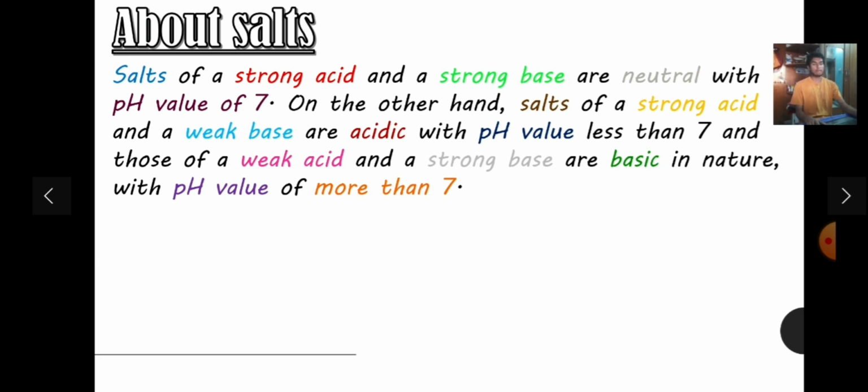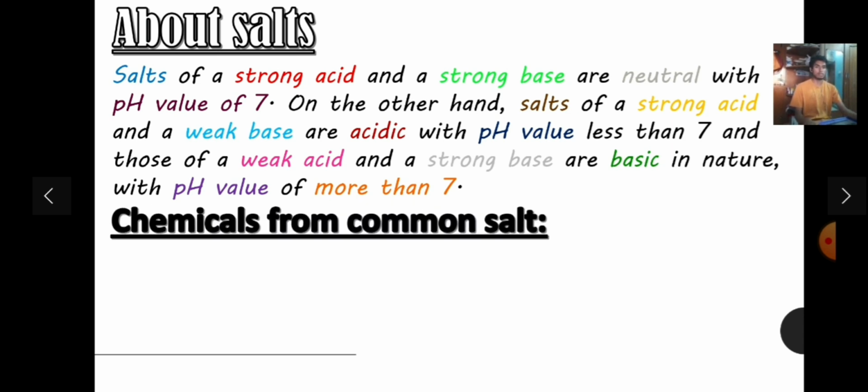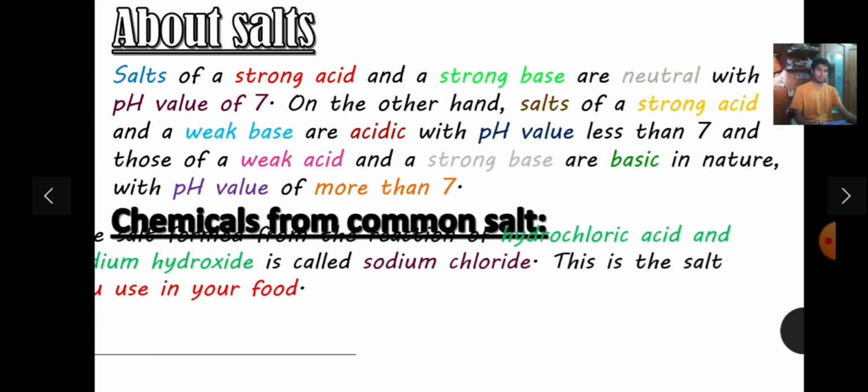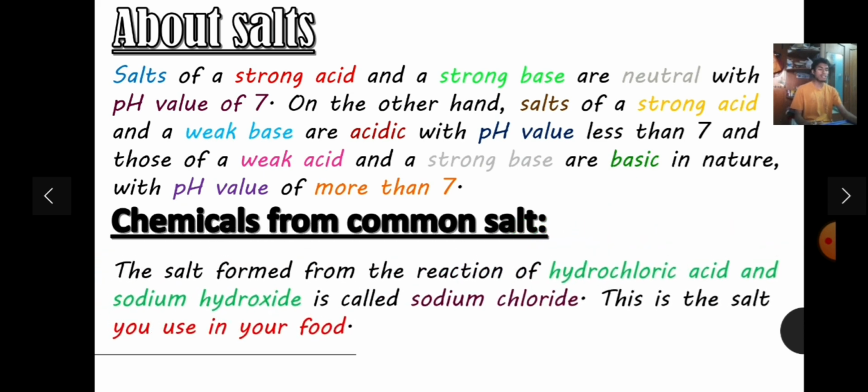There are some chemicals used in day-to-day life which are taken out from common salt. You know what common salt is, right? Common salt is nothing but what you use in making food. Your mother puts salt in the food in order to enhance the taste of the recipe that she is making. The salt formed from the reaction of hydrochloric acid and sodium hydroxide is called sodium chloride, which is nothing but common salt. This is the salt that you use in your food.